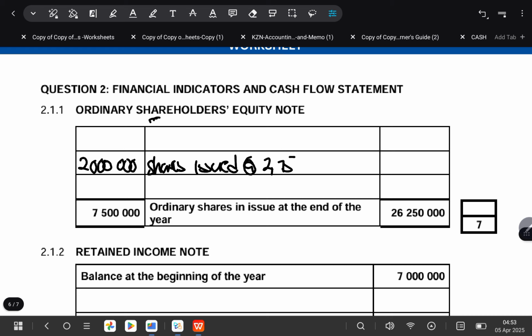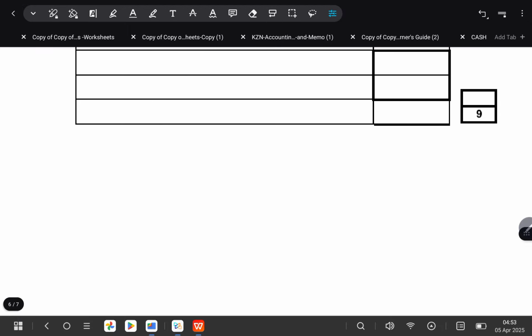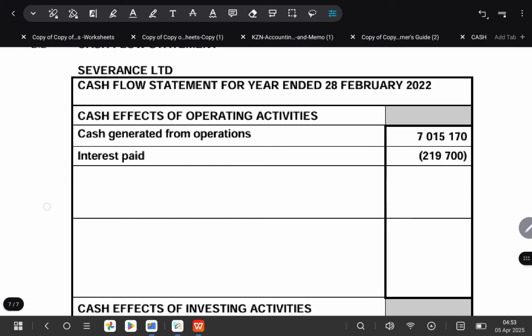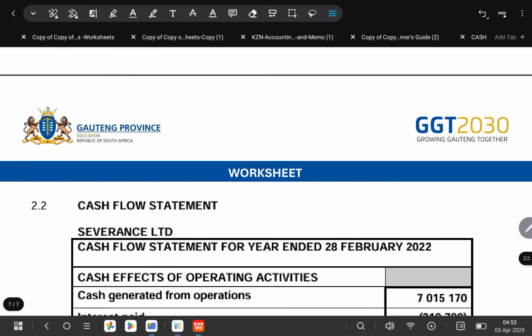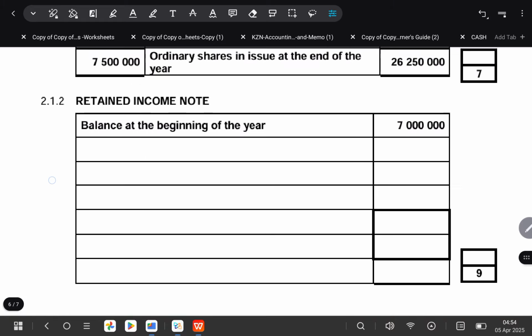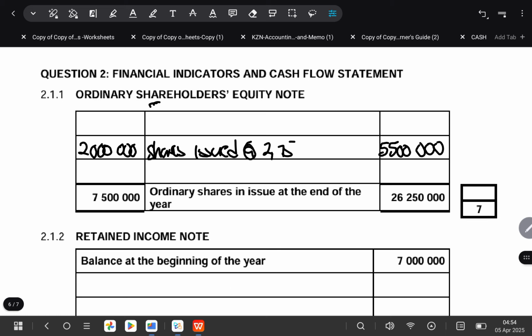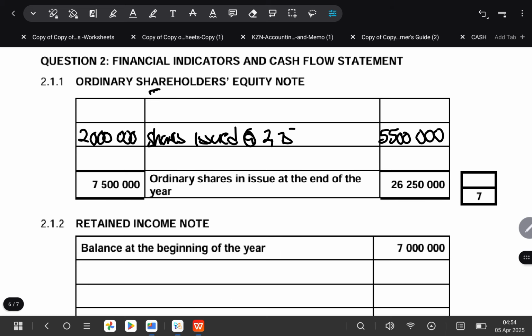So we will say that 2 million multiplied by 2 rand 75 is going to give us 5,500,000. So we'd have that plus 5,500,000. It means that it's an inflow in the business. And also remember, in the cash flow statement you would have some things that you need to enter, but I suggest that we finish with our notes first, and then I'll show you where to insert the information. So remember, they've issued shares.